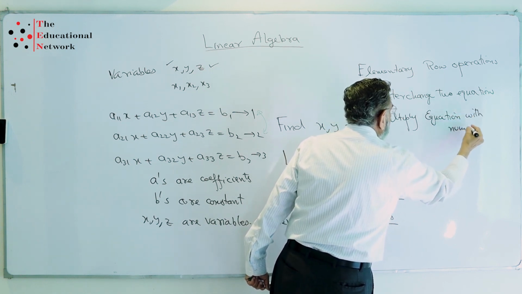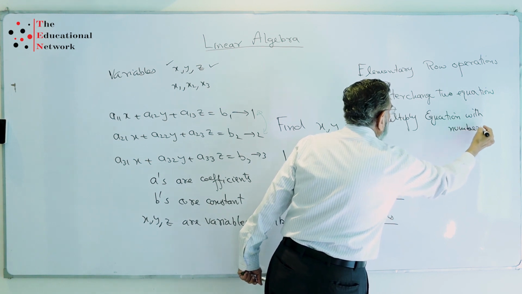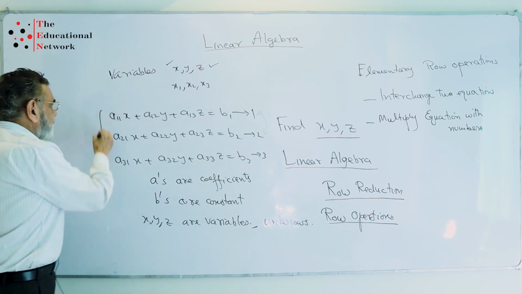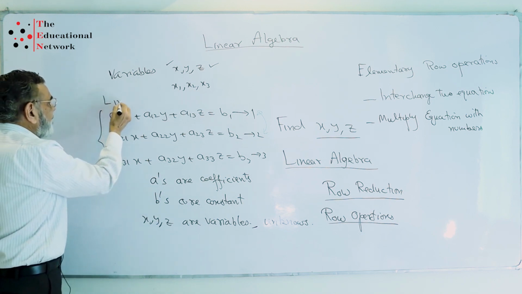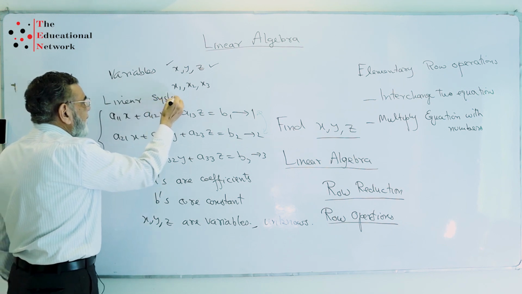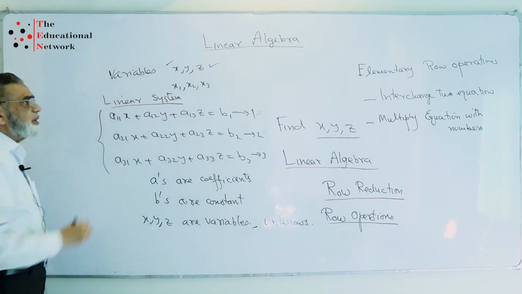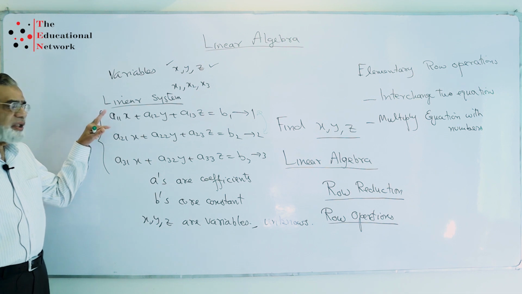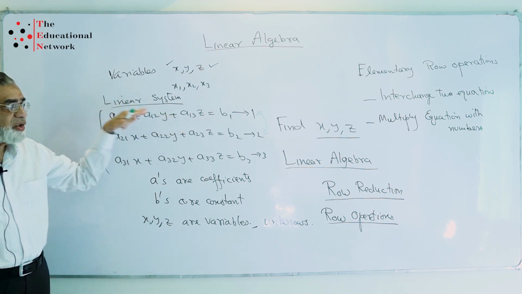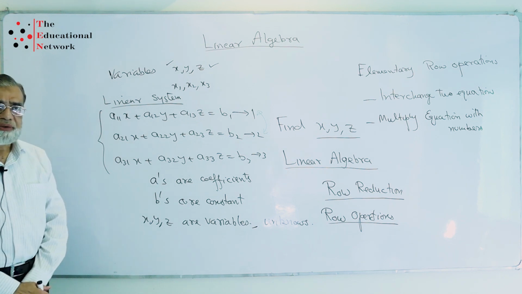Non-zero number. The value of the system will not change. This is my system. This is my linear system. I want to solve it. Our system of linear equations. And here I am doing my row operations. My row operations is number 1, we can interchange two rows. Number 2, I will multiply any row with any number, non-zero number. We say the value of system will not change.